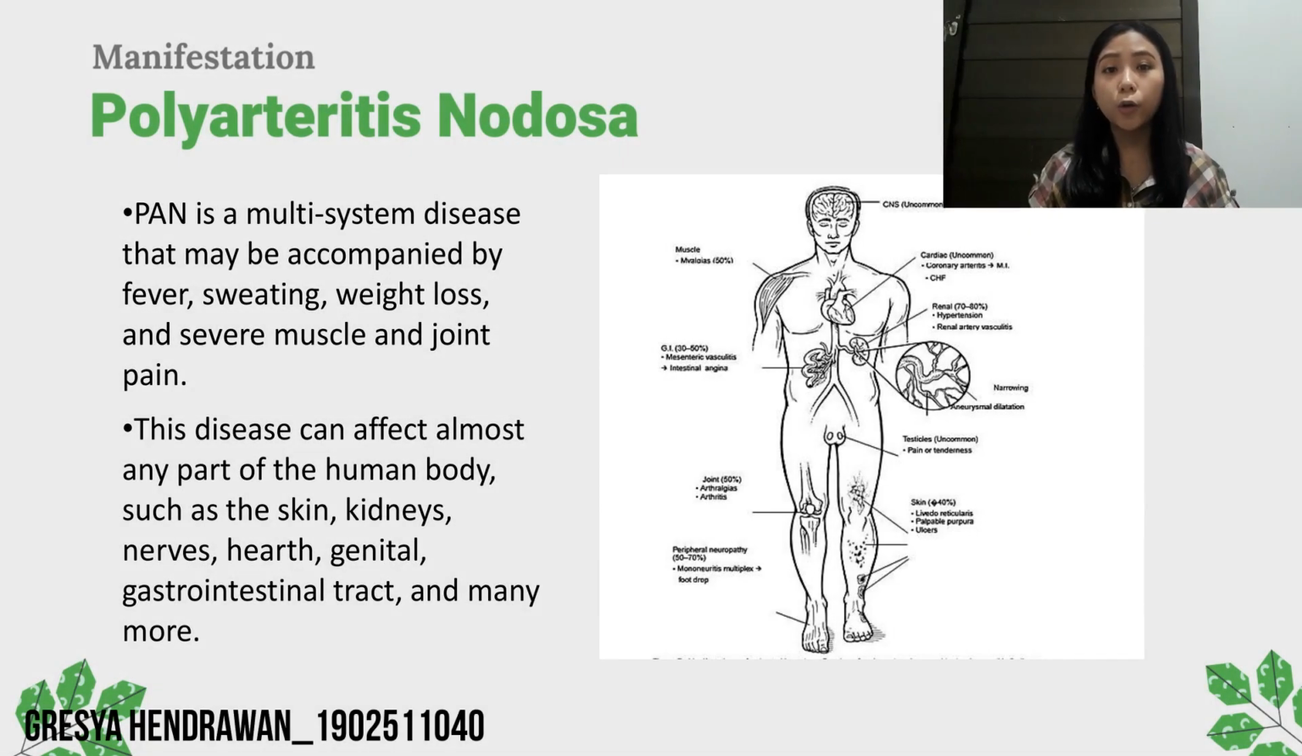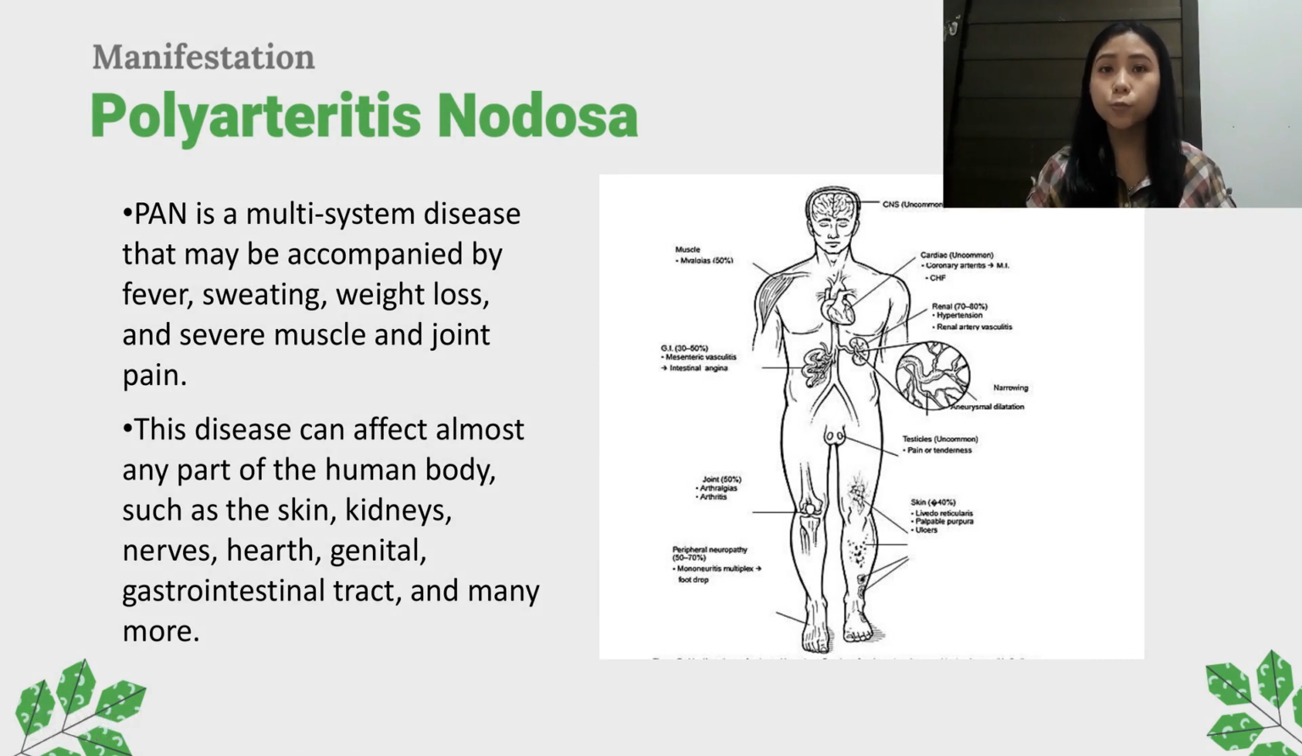Okay, I will tell you about manifestation of polyarteritis nodosa. So polyarteritis nodosa is a multisystem disease that may present with fever, sweating, weight loss, and severe muscle and joint pain. This disease can affect almost any part of the human body, such as skin, kidney, nerves, heart, genital, gastrointestinal tract, and many more.